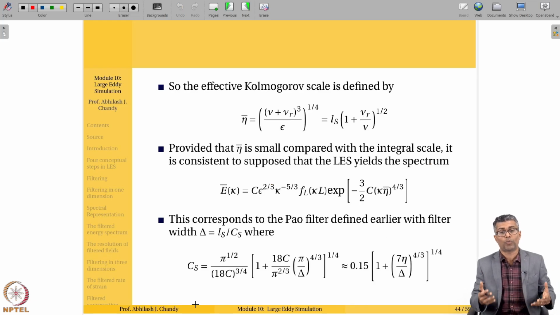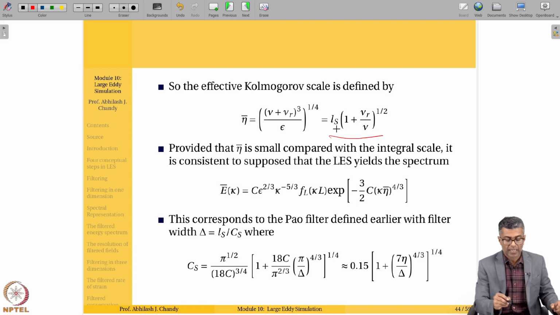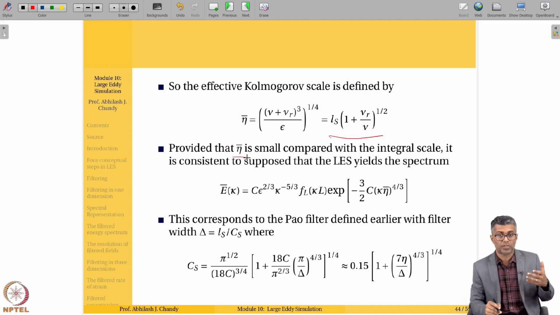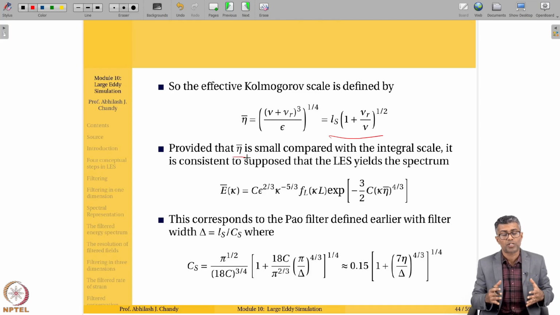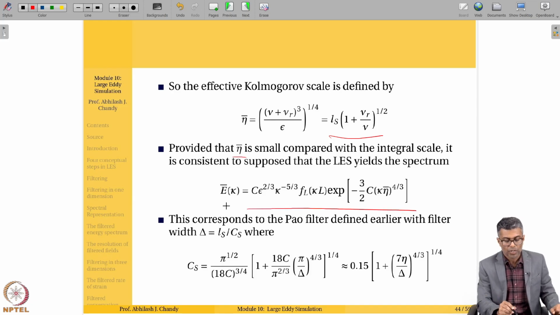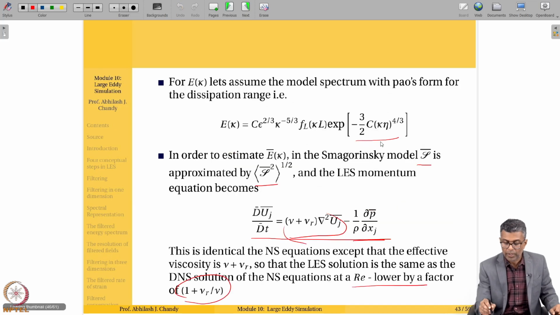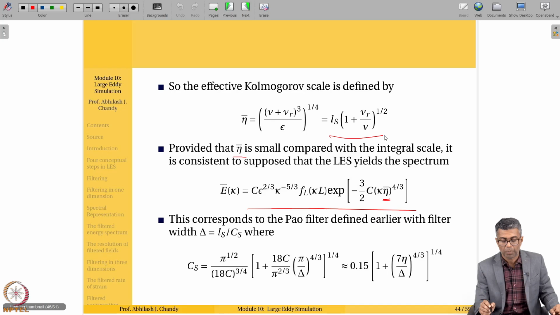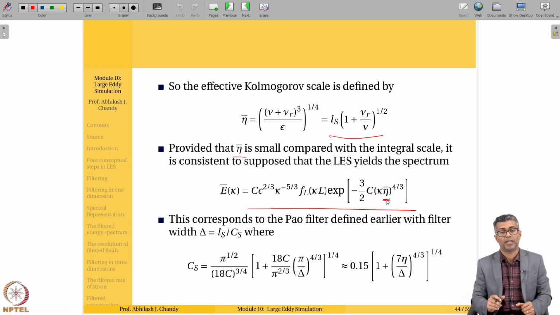nu cubed over epsilon to the 1/4. And that's what you're doing here: nu plus nu r, the whole cubed, over epsilon to the 1/4. So you get this ratio and it is a function of LS. And then, provided that this eta bar, or this apparent Kolmogorov scale, is very small compared with the integral length scale, it is consistent to suppose that the LES yields a spectrum, this one, right? So your LES spectrum will now be with eta bar, as you can see here, not with eta, and eta bar is the apparent Kolmogorov scale as modeled in LES.